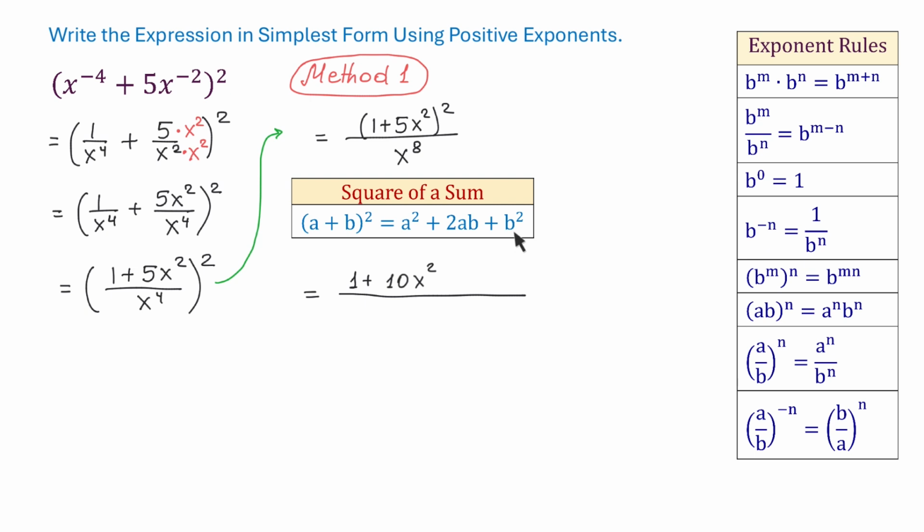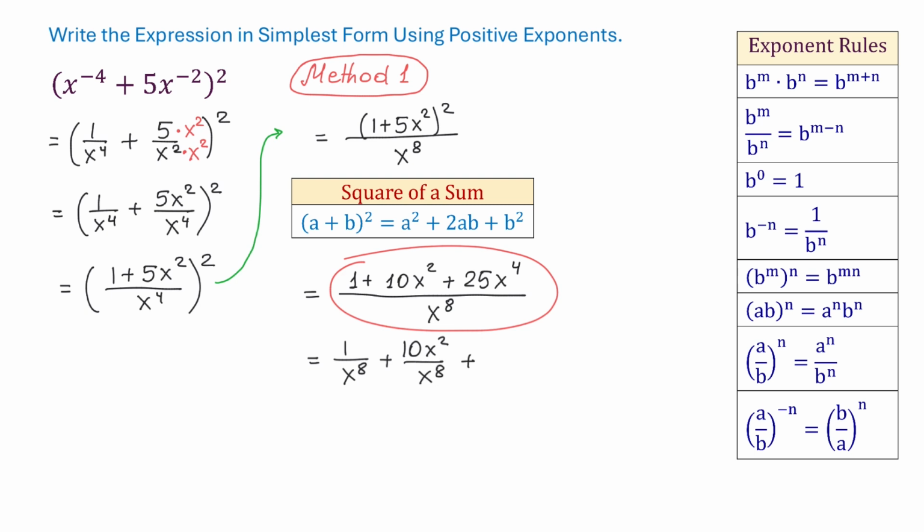And now for b squared, we need to raise 5x squared to the second power, and that will be 25x to the fourth power. So we will write plus 25x to the fourth power, all this over x to the 8th power. And this will be the answer, or we can write it as a sum of three fractions, 1 over x to the 8th power plus 10x squared over x to the 8th power plus 25x to the 4th power over x to the 8th power.